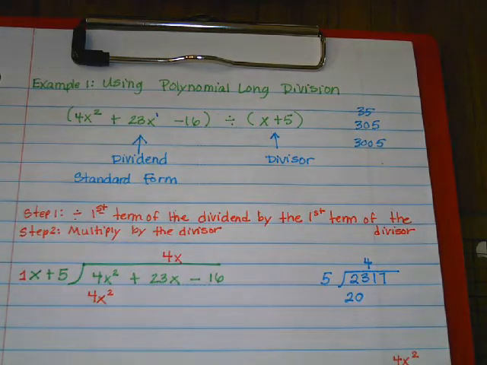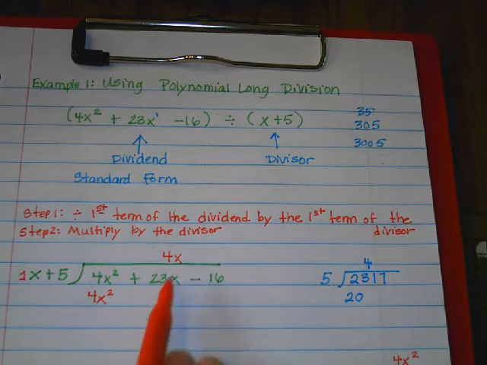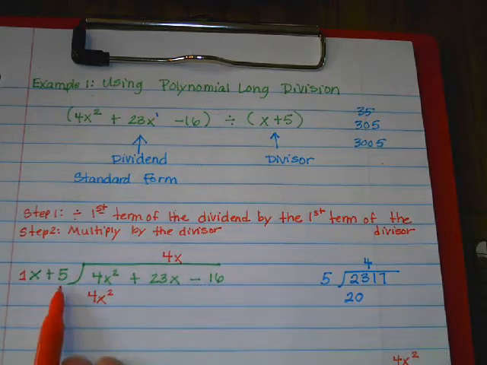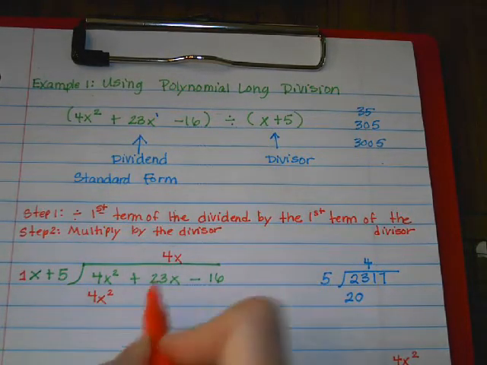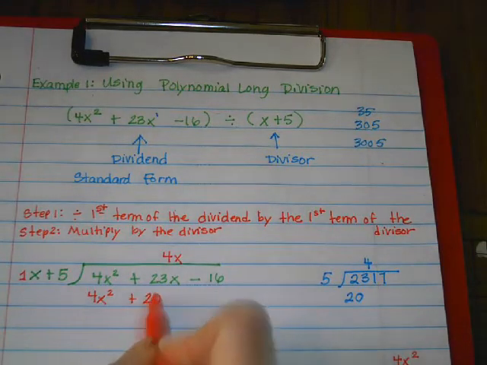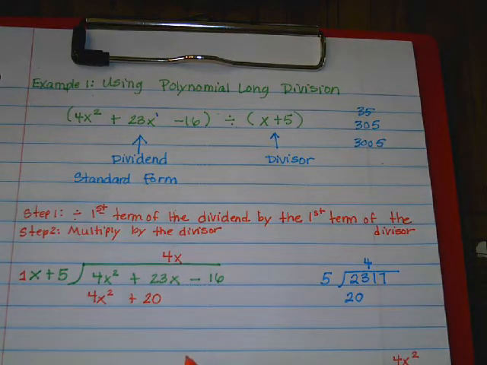If you divide it correctly, these two should always be the same because you are trying to eliminate them. That's the reason why you took this and you divided it by that, because you're saying what times x gives 4x squared, and that answer is 4x. Now I'm going to take the 4x and multiply it by the positive 5. So again, I'm going to start with my coefficients. 4 times a positive 5 is a positive 20. There is no variable with my 5.